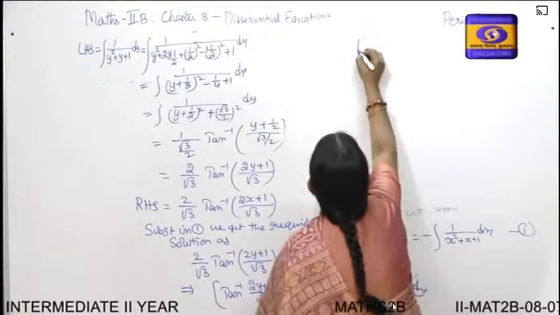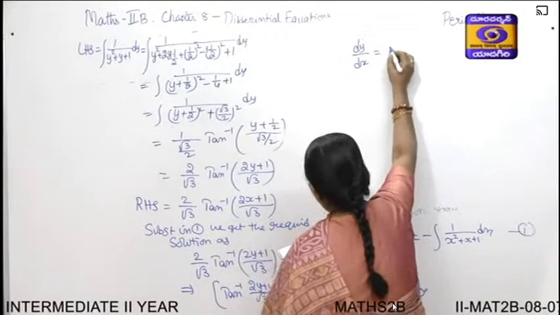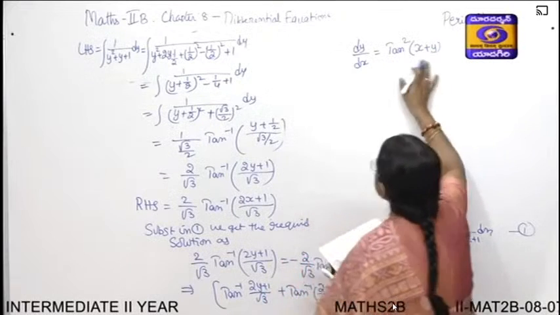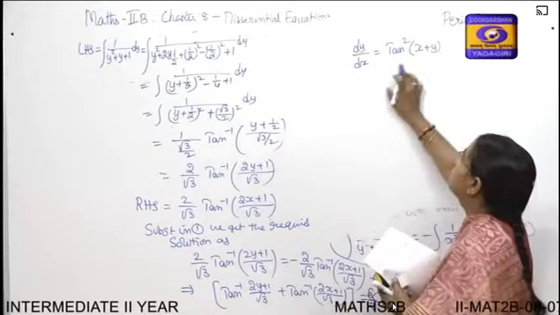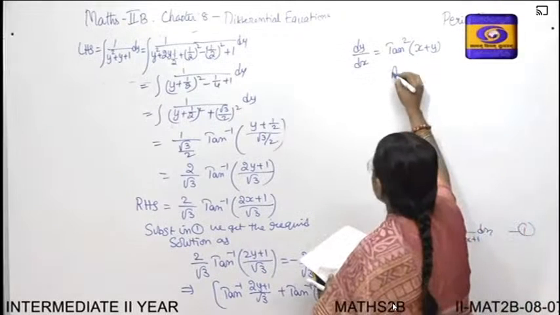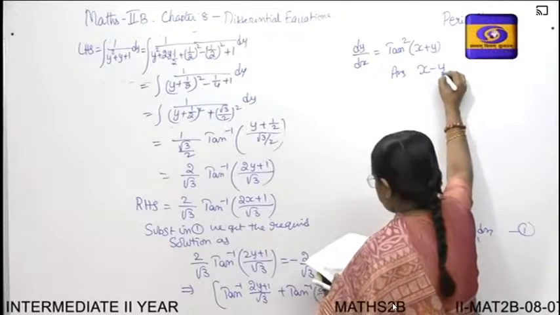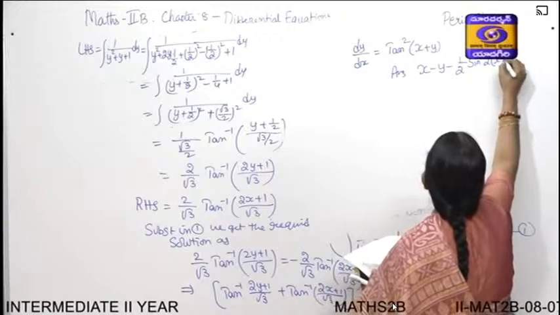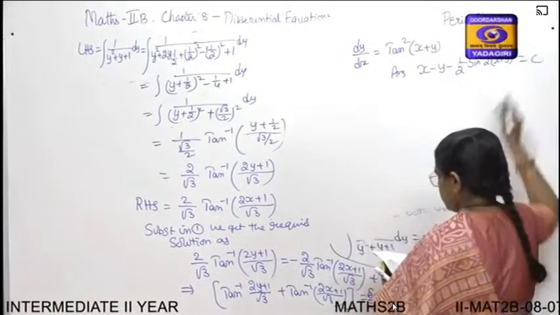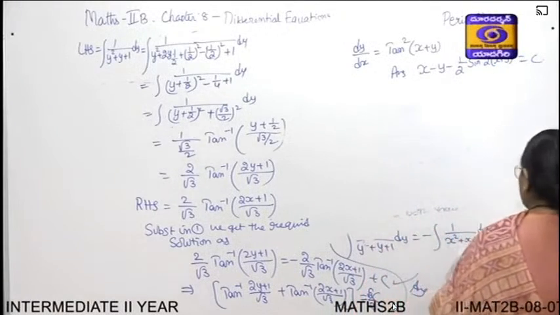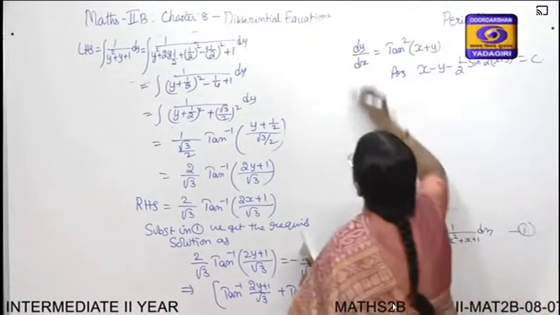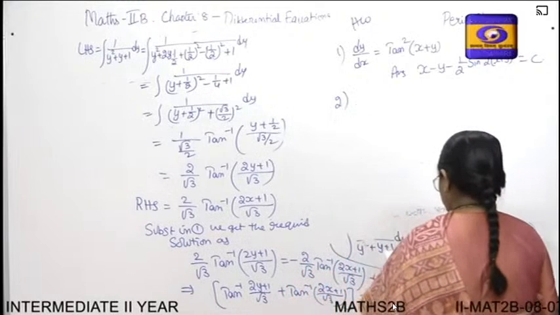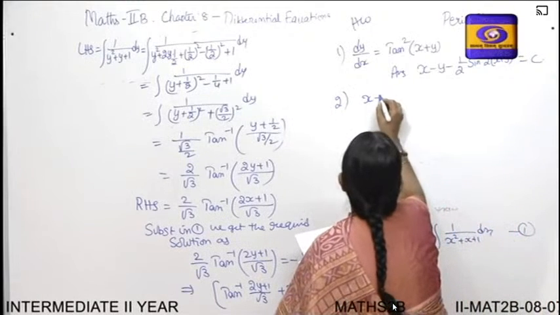Solve the differential equation dy by dx is equal to tan square of x plus y. So this is the equation reducible to variable separable form. Put x plus y is equal to t like that. So answer is x minus y minus half into sine of 2 into x plus y is equal to c. First problem, next second one.